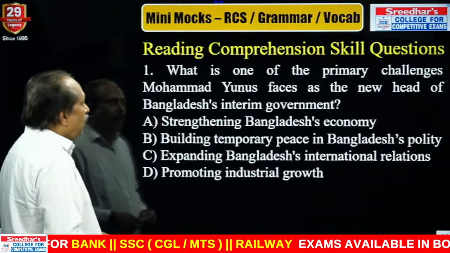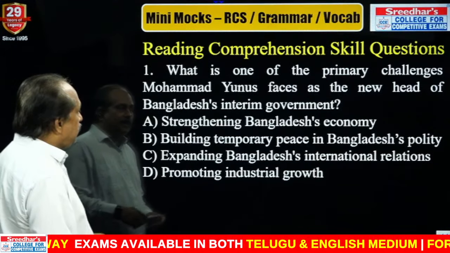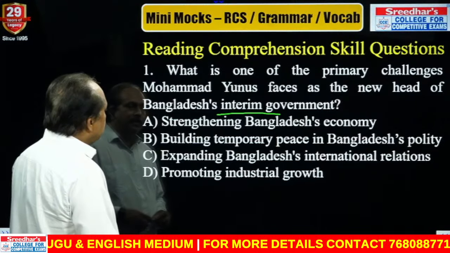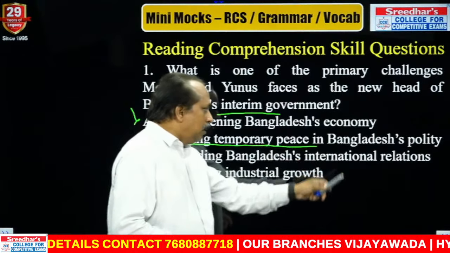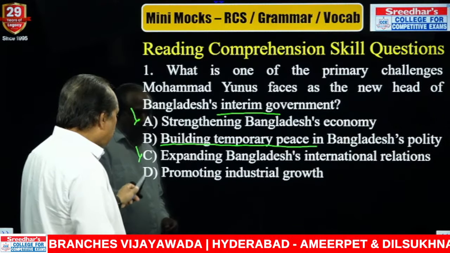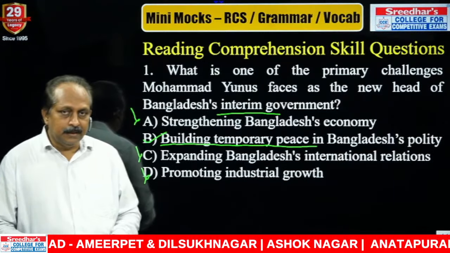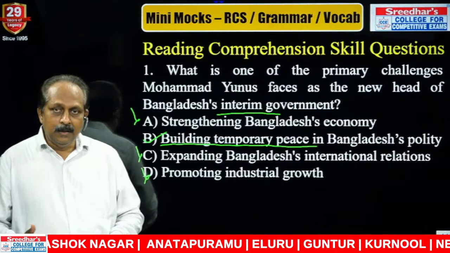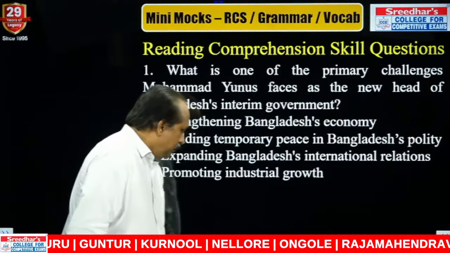The first one: what is one of the primary challenges Mohammad Yunus faces as the new head of Bangladesh's interim government, temporary government? Strengthening Bangladesh's economy? No. Building temporary peace in Bangladesh's polity, expanding Bangladesh's international relations, promoting industrial growth. He has to build a temporary peace immediately. That is a primary concern because right now it is a turbulent state, a chaotic situation. Violence is everywhere and innocent people are getting killed. Peace is required.